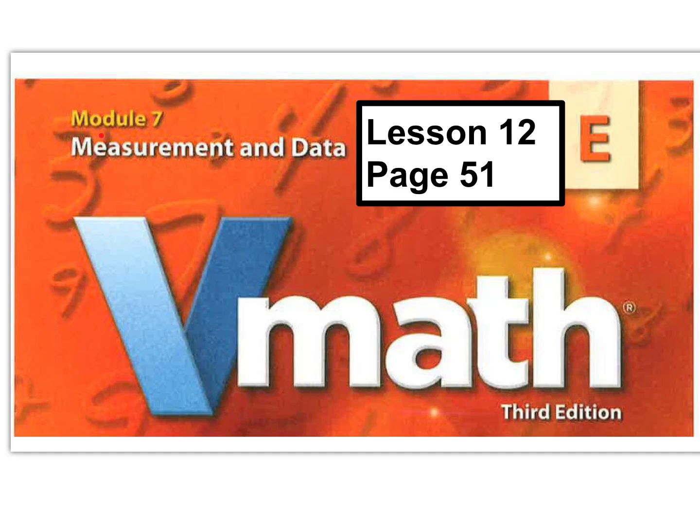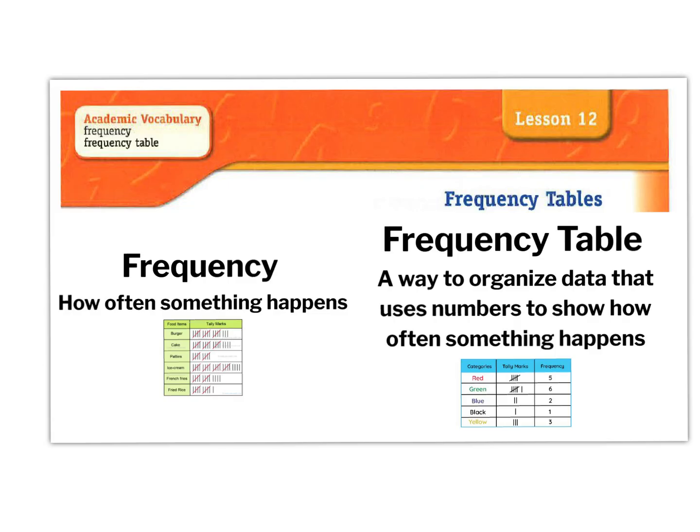Hi everyone, today we're on Module 7, Measurement and Data, Lesson 12, so turn to page 51 to follow along and take notes. Our words for today are frequency and frequency table. Frequency just means how often something happens. A frequency table is a way to organize data that uses numbers to show how often something happens.